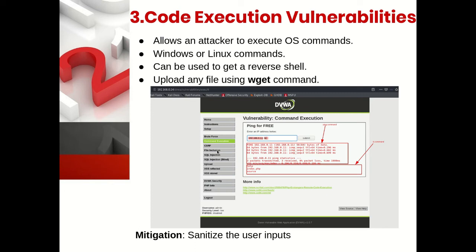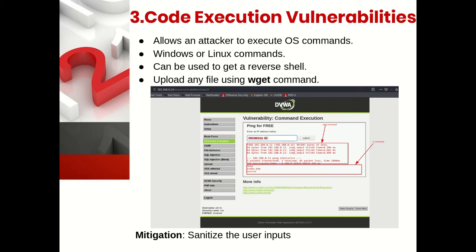Here is a screenshot that shows executing the commands. Actually, this web application asks for an IP address to ping that IP. Along with that, I have given a semicolon to execute another command, ls. After submitting that, it will execute two commands, the ping command and also the ls command. So after the ls, the files will be listed here. Whatever files are present in the server in the current location will be displayed here. This is the code execution vulnerability.